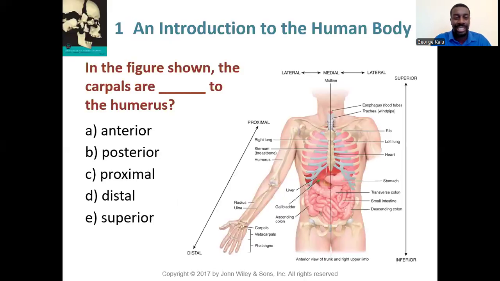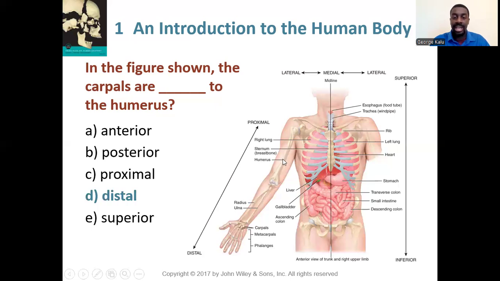Okay, so question for you guys here. In the figure shown, the carpals are blank to the humerus. So here are your carpals down here. Your humerus is your upper arm bone. So what would be the correct directional term? Take a second. So the answer would be distal. So the carpals are distal to the humerus. They're further away from the attachment point than your humerus is.